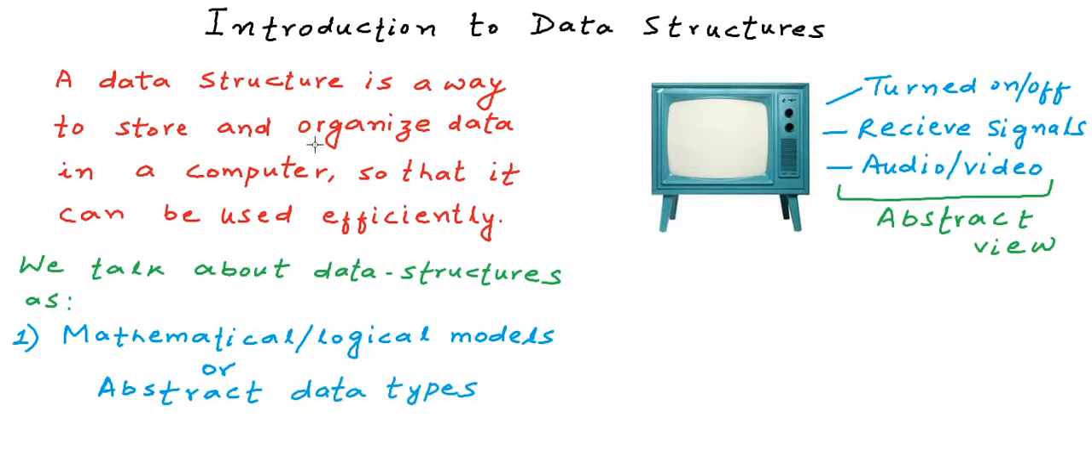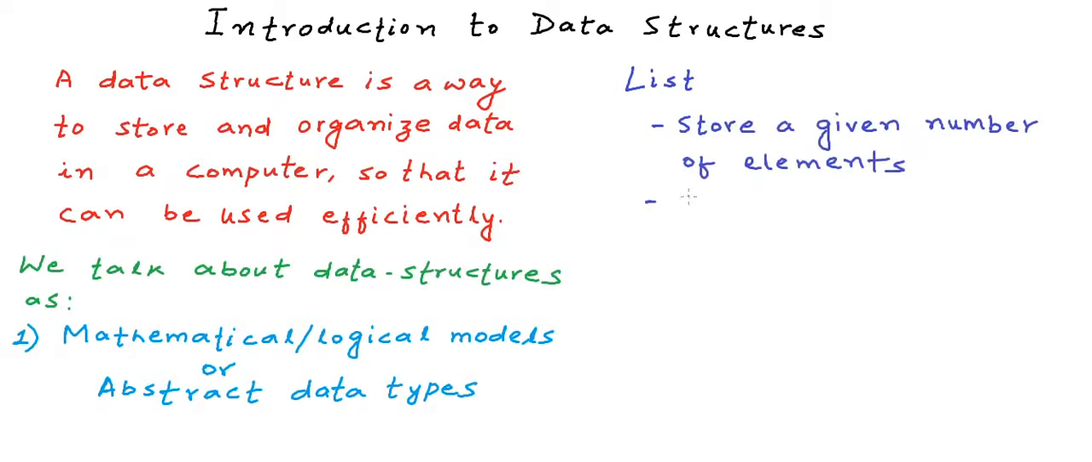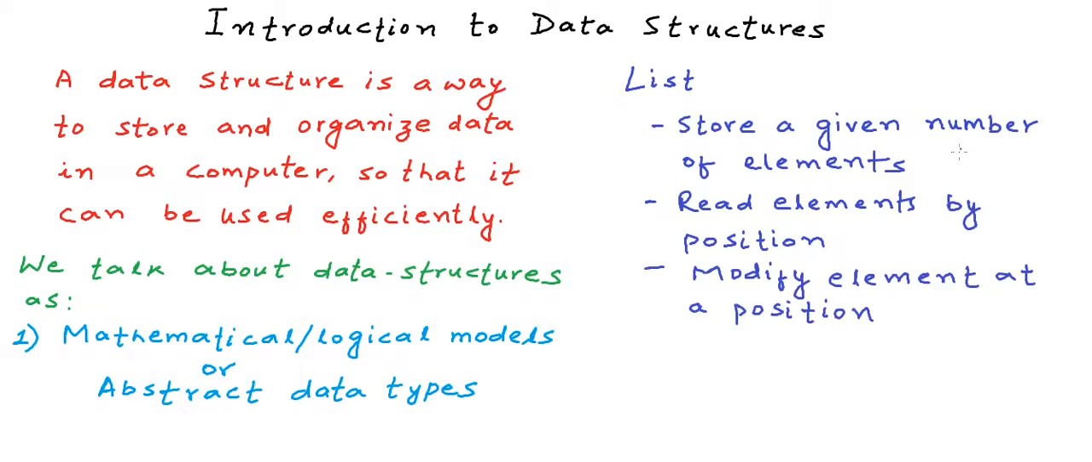An example of abstract data type can be, I want to define something called a list that should be able to store a group of elements of a particular data type, and we should be able to read the elements by their position in the list, and we should be also able to modify element at a particular position in the list. I would say store a given number of elements of any data type. So we are just defining a model. Now we can implement this in a programming language in a number of ways. So this is a definition of an abstract data type. We also call abstract data type as ADT.